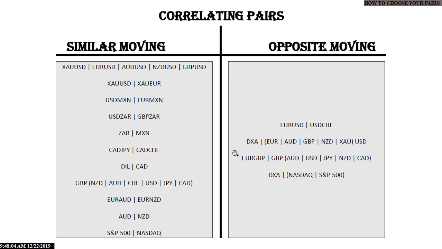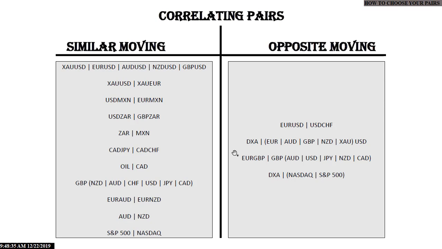And I think the opposite moving correlating pairs are even more, should I say, more stable than the similarly moving ones these days. Because these days you see gold selling and euro USD buying, and however, you rarely see euro USD buying and dollar chef selling. So I think the opposite moving pairs are even a bit more reliable. I think reliable is the word.